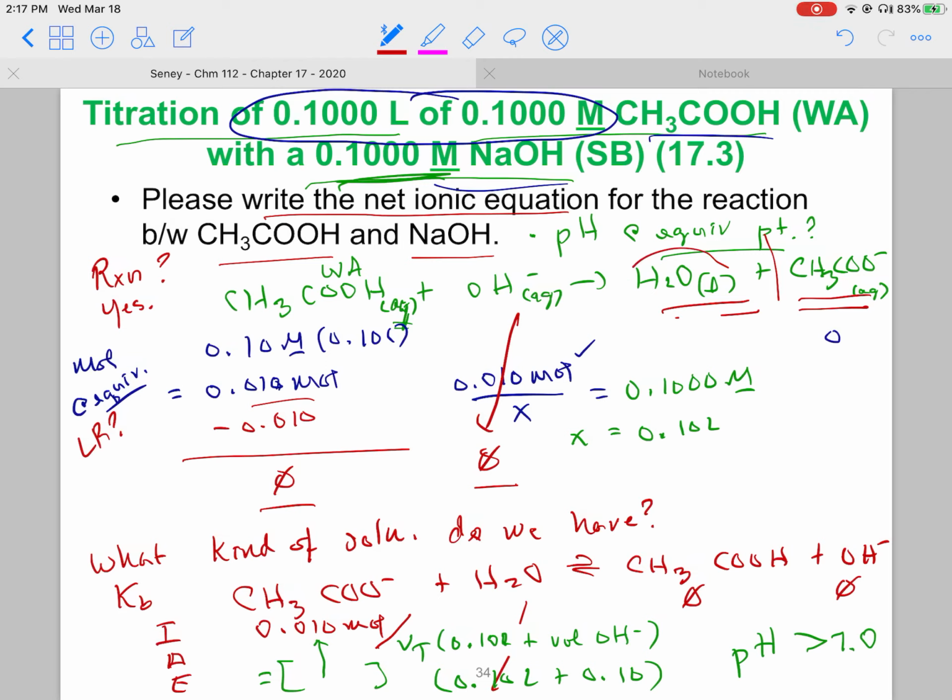And water, we know if we had only water, the pH would be 7. But here we have this conjugate base. So that base, because it's there, creates a basic pH and hence makes the pH greater than 7 at the equivalence point. Now the exact pH you can find from this ice information once you solve for X. Find the pOH and then find the pH from that.